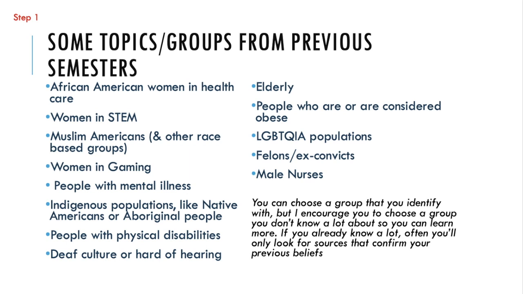So if you have a mental illness, you do not have to choose people with mental illness, for example, though you can if you want. Either way, though, I do encourage you to choose a group you don't know a lot about, so you're not just confirming your beliefs. Research is about learning and exploring, and it works best when you can go in with an open mind. Therefore, I recommend choosing a group you don't know a lot about. So feel free to pause this and look at some of those sample topics from previous semesters.